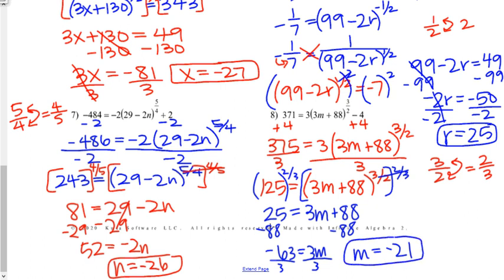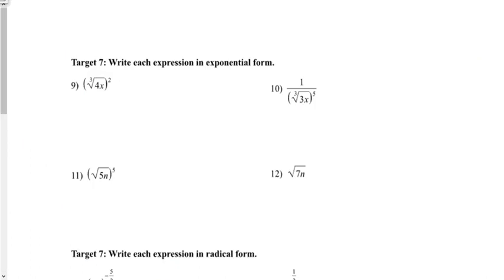Right, the good thing about these is we don't have to check our work or anything. There's not going to be any extraneous solutions or anything like that. So once we find our answer, we're just done. All right, flipping over to the back, we have target 7 now, writing each expression in the other form.